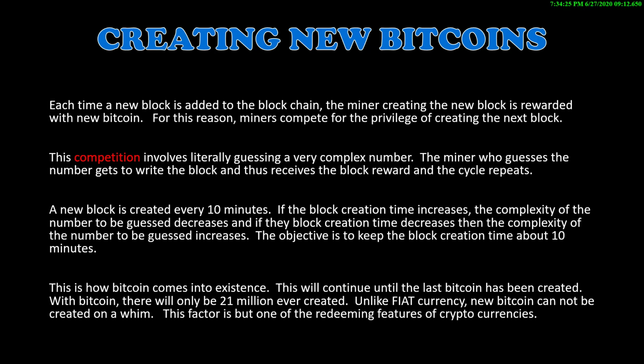This will continue until the last Bitcoin has been created. With Bitcoin, there will only be 21 million ever created. Unlike fiat currency, new Bitcoin cannot be just created on a whim. This is one of the redeeming features of cryptocurrencies.